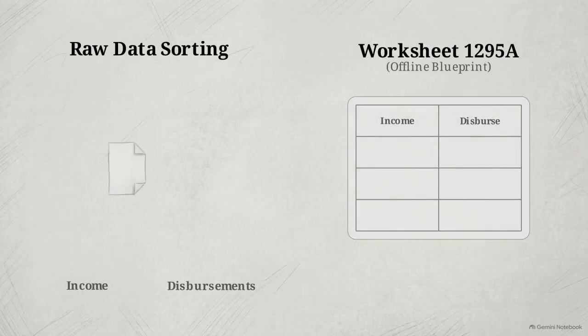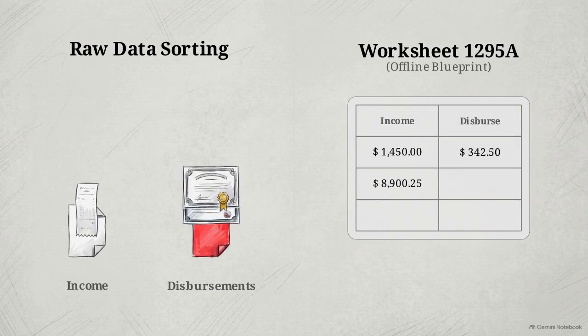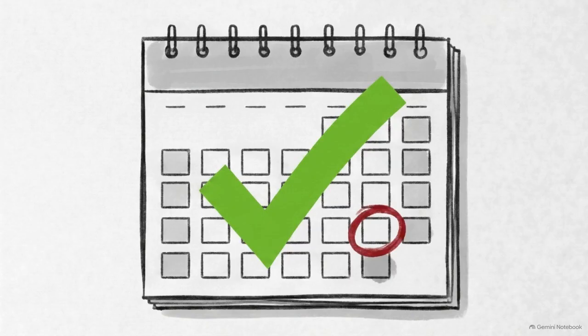By separating your data up front, verifying your math on an offline blueprint, and letting the system handle the final tabulation, you meet your deadline with absolute certainty.